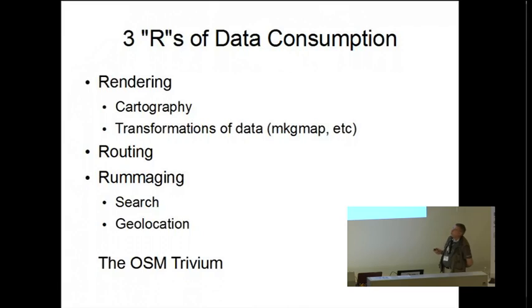So there's rendering, which is cartography and transformations of data like for the Garmin IMG file format. Routing, and because I really needed this euphony and starting with R, something called rummaging. Now, rummaging is when you have something deep in the cellar or the attic and you have to go and push boxes aside to find it. So that's the word I used for search.